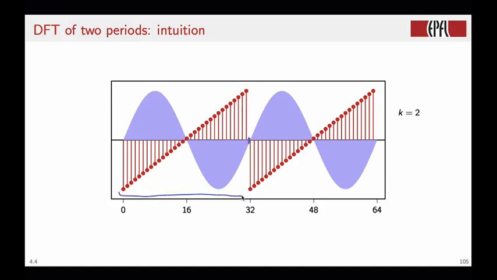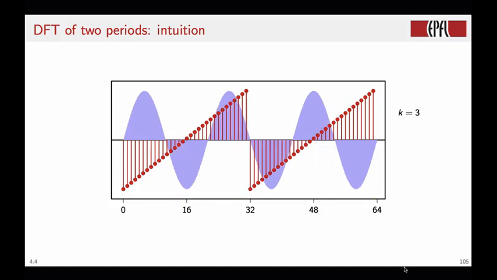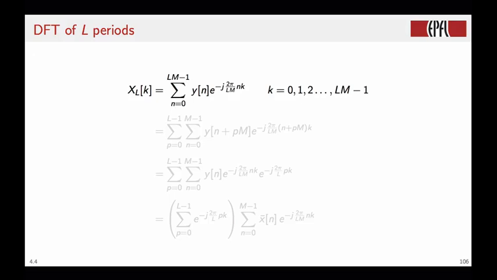This half of the inner product will be equal to the second half, and the DFT coefficient will be twice the original DFT coefficient. For k equal to 3, we have another situation of anti-symmetry between the first part of the Fourier vector and the second part, and so these two parts will cancel each other out. We can see that in general, all odd indexed coefficients will be 0 for this 2-period signal. So we can prove this for an arbitrary number of periods.